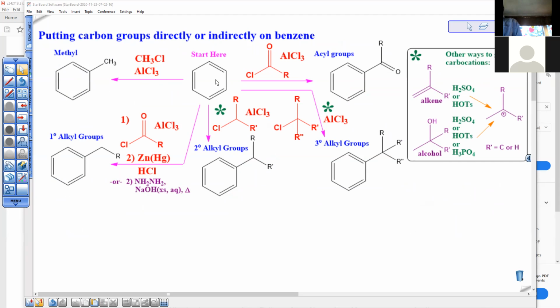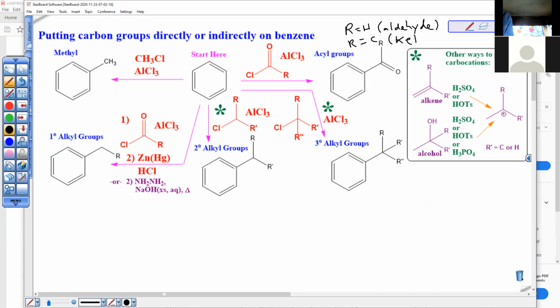catalyst, sorry. Putting a carbonyl group on benzene, and just a reminder, if we have R equals H, we've put an aldehyde on benzene. Yes, R can equal H, unless I say otherwise. All right. And R equals C would put a ketone on benzene. And that's done with an aluminum chloride catalyst as well, except we have to use an acid halide. And all of these are in chapter 22.